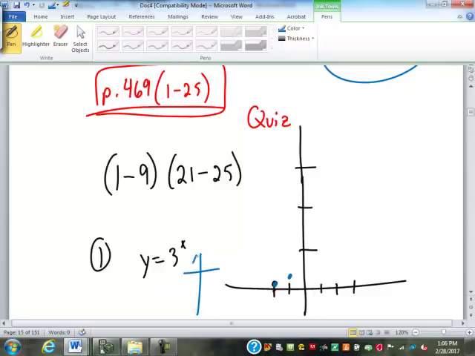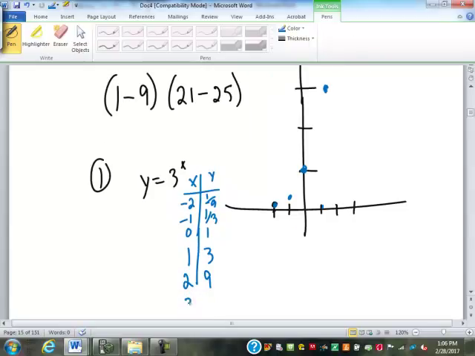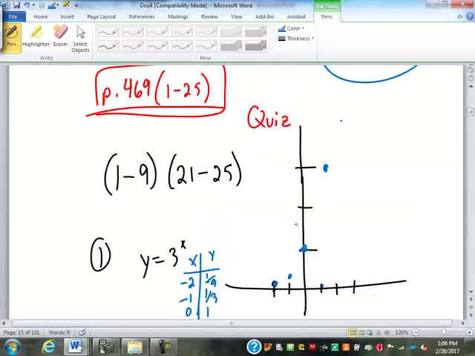What I'm doing is making a table here, but I'm not writing it out. If x is 0, 3 to the power of 0 is 1. If x is 1, 3 to the power of 1 is 3. If x is 2, 3 to the power of 2 is 9. That'd be way up here off my graph, so I'm not going to put that point on there. And if x is 3, 3 to the power of 3 is 27. So I get that graph. It looks like that.